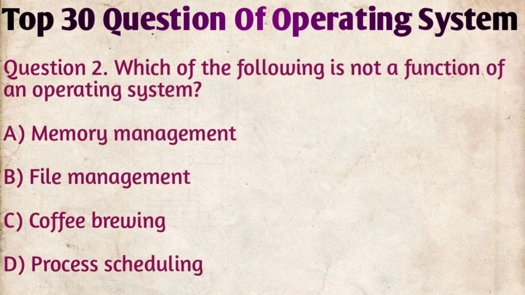Question 2. Which of the following is not a function of an operating system? A. Memory management. B. File management. C. Coffee brewing. D. Process scheduling. So the answer is C. Coffee brewing. So we are moved towards our next question.